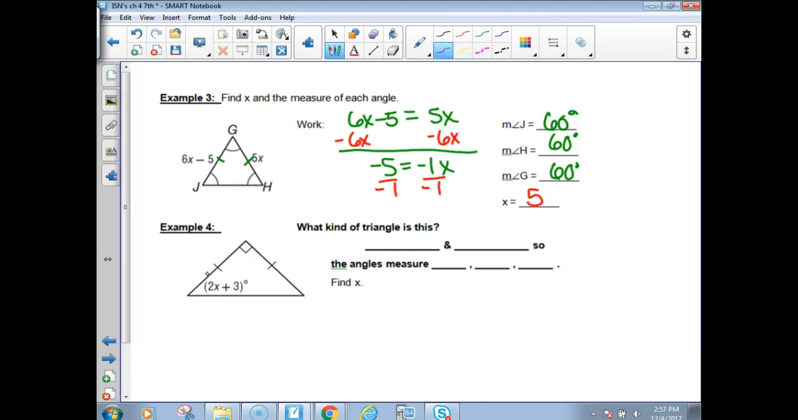In example 4, what kind of triangle is this thing? Isosceles. And the angle tells us it's right. So the angle measures, we already determined one is 90. How big are the other two? They are equal. How big are each of them? 45. How do you get that?